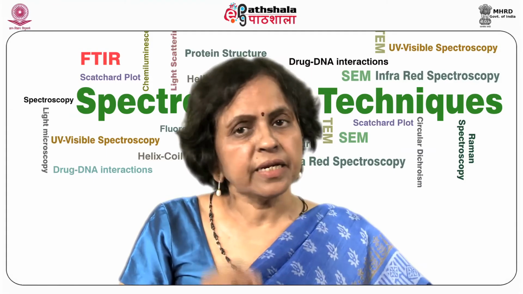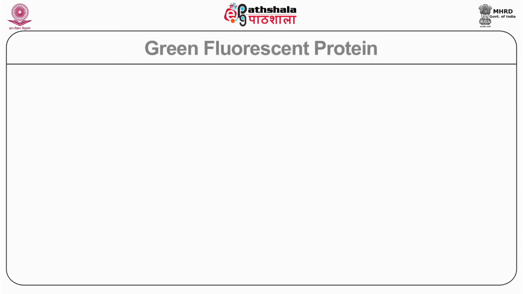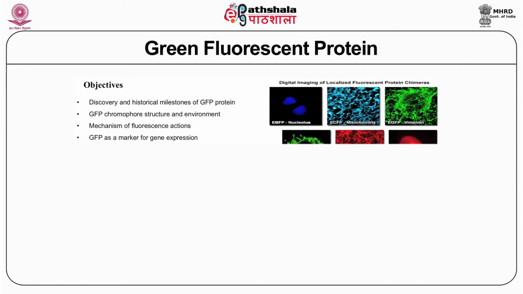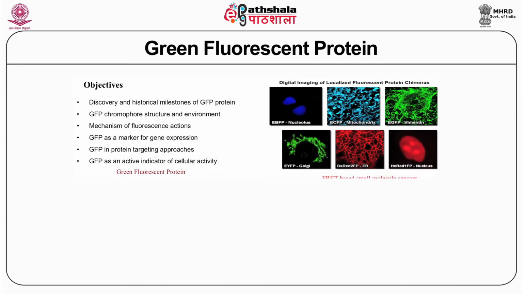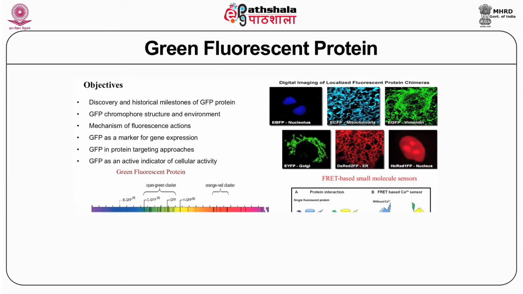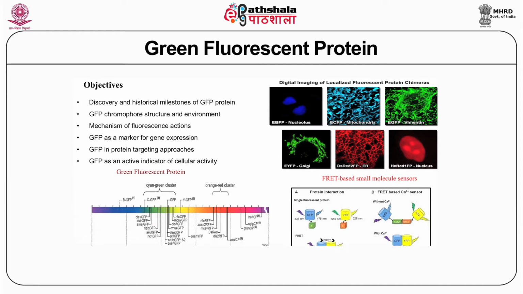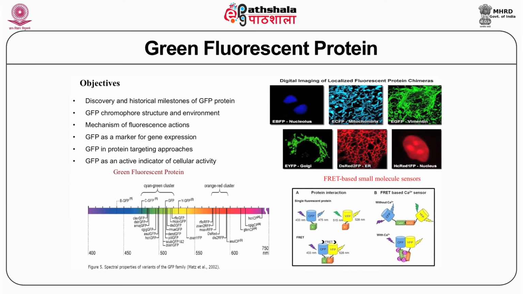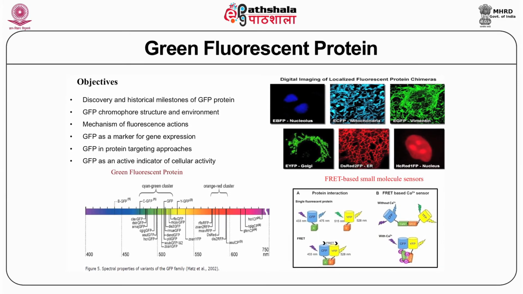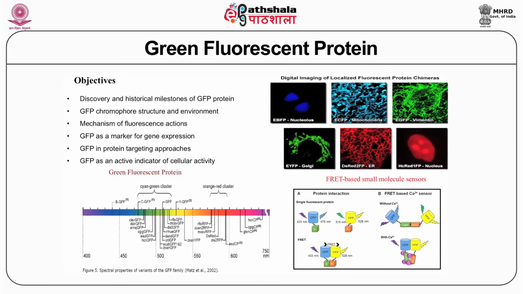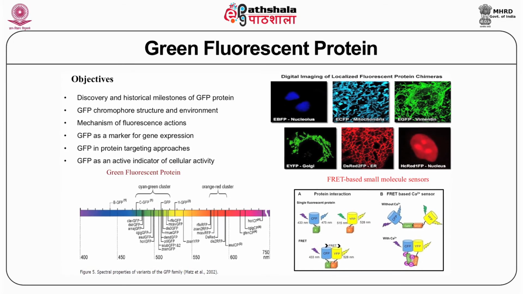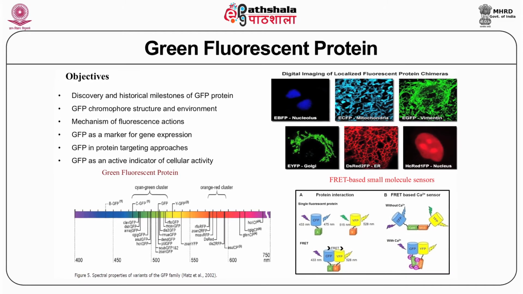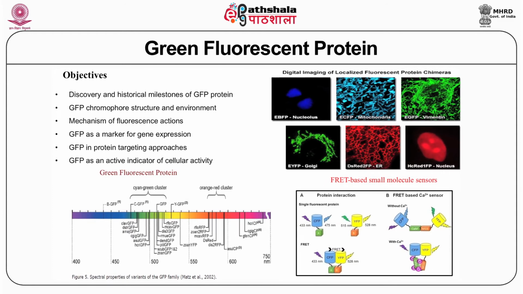Now the next thing is the green fluorescent protein, which the biologists are very much fond of. This is very important because the discovery of this milestone happened because of the GFP protein, and the GFP chromophore gives a different kind of environment, and understanding the mechanism of the fluorescence actions. The GFP as a marker for gene expression is the most commonly used application. GFP in protein targeting approaches, and also GFP as an active indicator of cellular activity. These will be discussed in module 20.